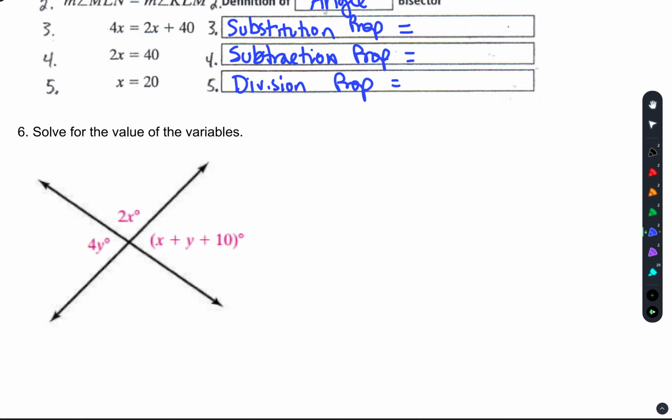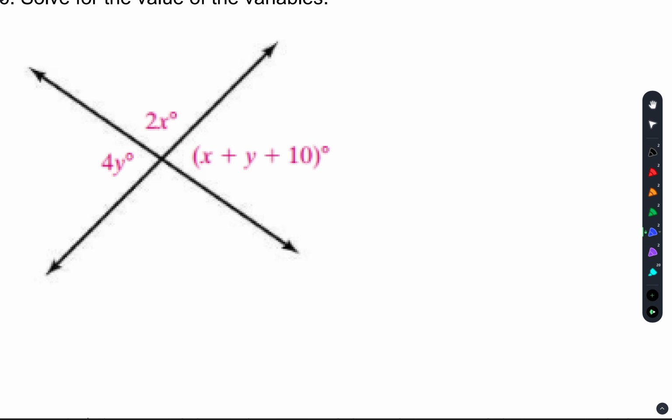Okay, systems of equations. Remember, we're going to have more than one variable in our equation, so we're going to have to solve this using substitution or elimination, something like that. Let's first set up our equations. We need 2 equations here. How can I relate these variables in some equations? What do I know about this diagram? I had some definitions and stuff. Caitlin? 4y plus 2x is 180. Perfect. Linear pair. They make a straight line. So these 2 angles together make 180. That's a linear pair.